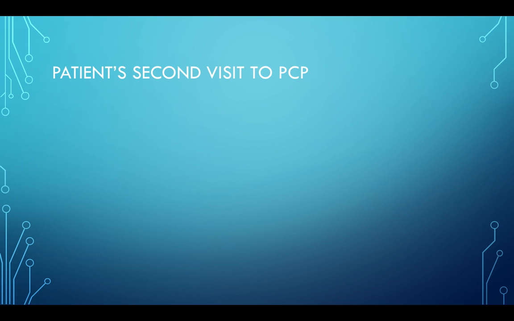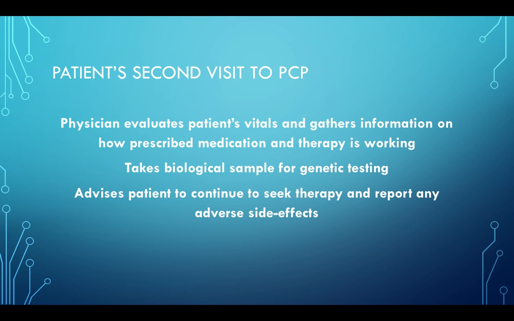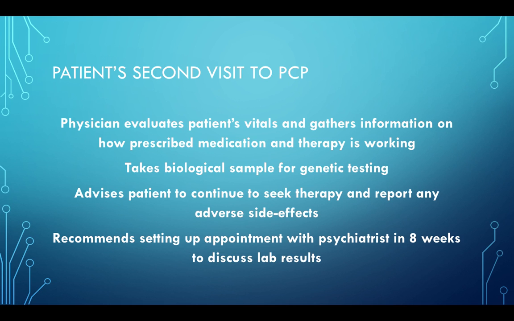So the patient's second visit to the primary care physician would result in, again, taking vitals, again, gathering information on how the medication and the therapy is working, so kind of like an overall checkup. Taking the biological sample for the genetic testing, which could be a blood test or a swab on the inside of the mouth, things like that. And to advise the patient to continue to seek therapy and report any adverse side effects. Recommend setting up an appointment with a psychiatrist in 8 weeks to discuss the lab results.